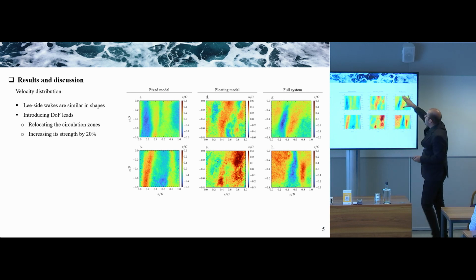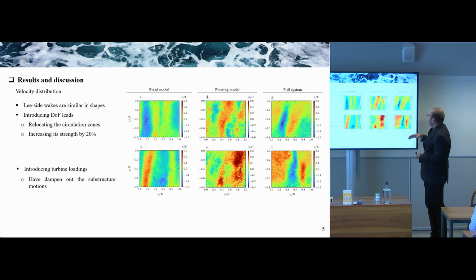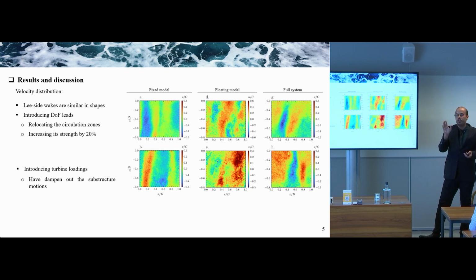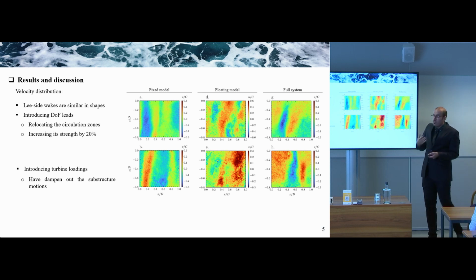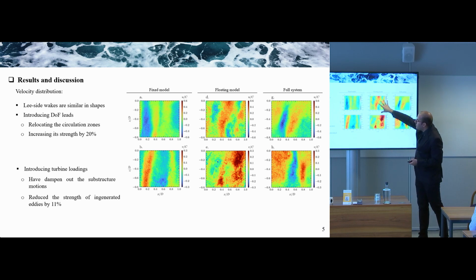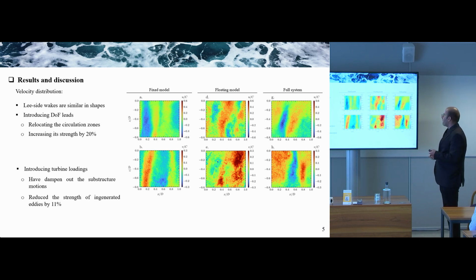And when we introduce the turbine loading, we see the opposite effect. Basically, the turbine loading somehow dampens the motion of the floater, and the eddies generated by the floater motion, or their shear, are reduced. So as you can see between the contours, the extent of the eddies has decreased by almost 11%. So it's reduced.